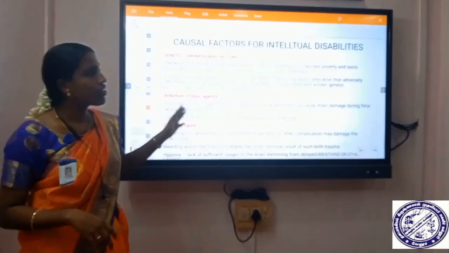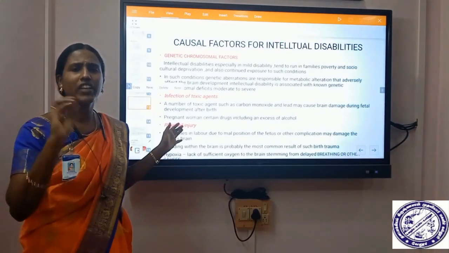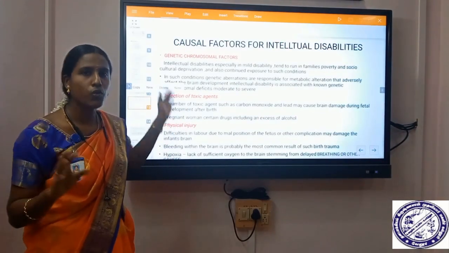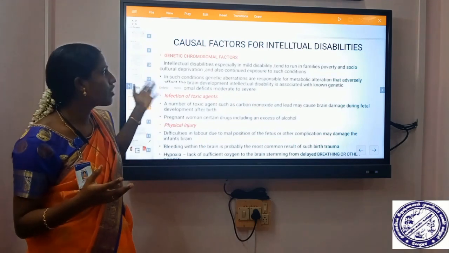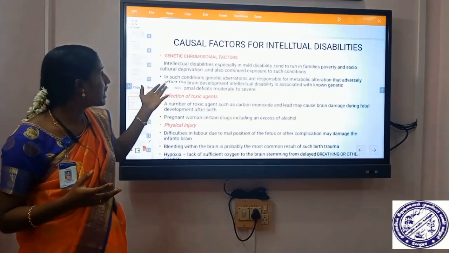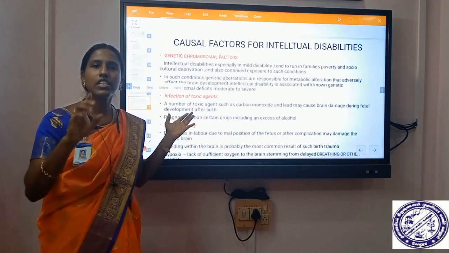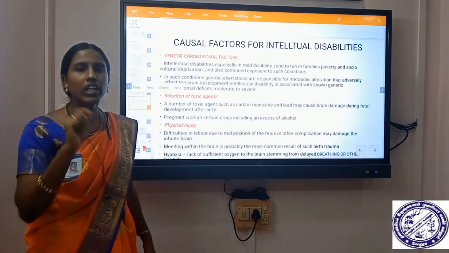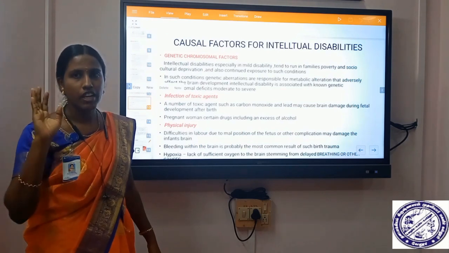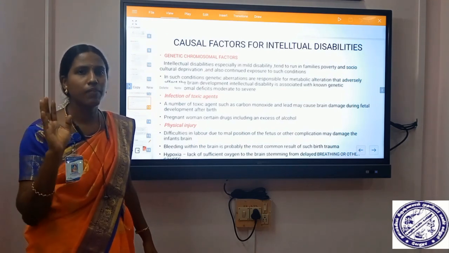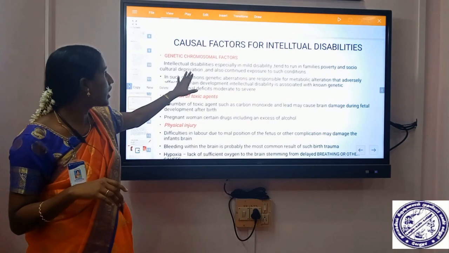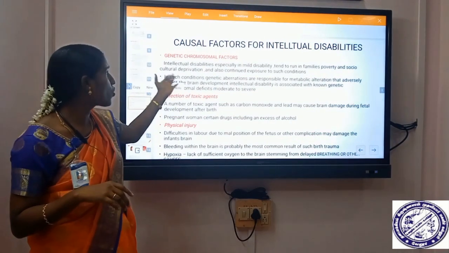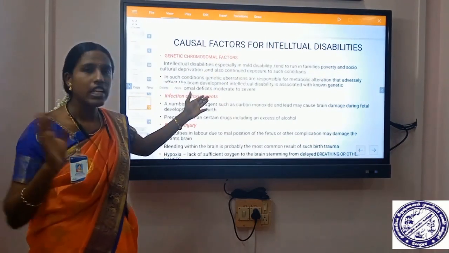Okay, so next one is causal factors. Why is the person affected by intellectual disability? I am going to talk about the causal factors. The first one is genetic chromosomal factors. If the person has an extra 21st chromosome, they will get mental retardation. Also, family poverty and socio-cultural deprivation affect their genetics.